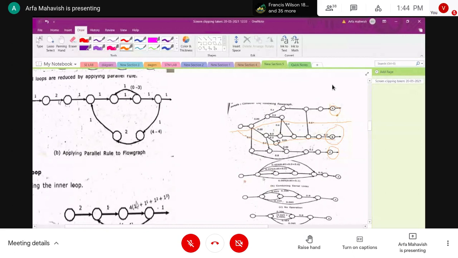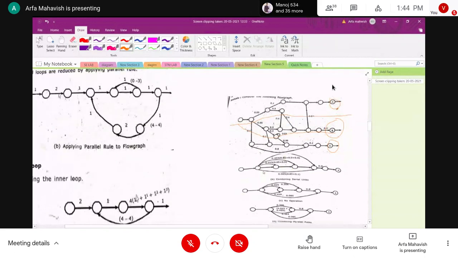In case A, this is the diagram of your case A. Now we are combining the serial links first. For serial links, the rule is multiplication. So the same thing we are doing over here: we are doing the multiplication, and then you are getting 0.459.